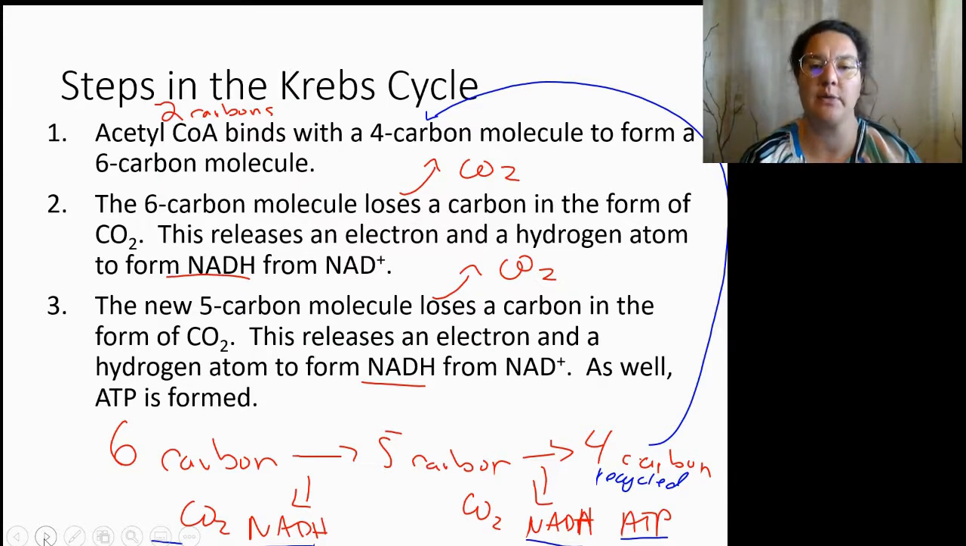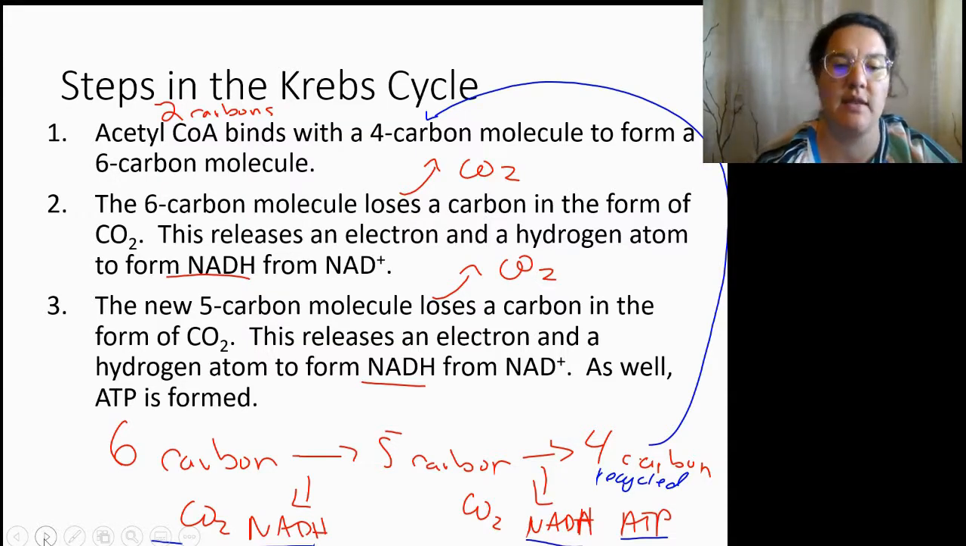That 6-carbon molecule is now going to lose carbon in the form of carbon dioxide and release an electron and a hydrogen atom, and that's going to form NADH from NAD positive. So this compound is going to be reduced and gain an electron. That now 5-carbon molecule is going to lose another carbon in the form of carbon dioxide, and release another electron to form NADH from NAD positive. So again, this is going to be a reduced molecule.